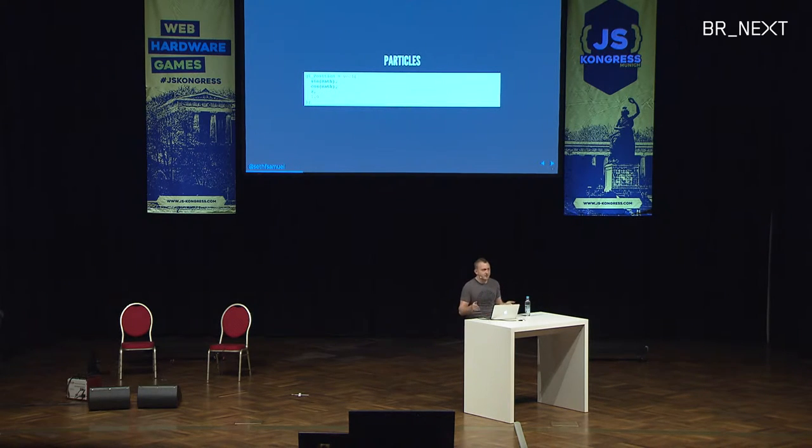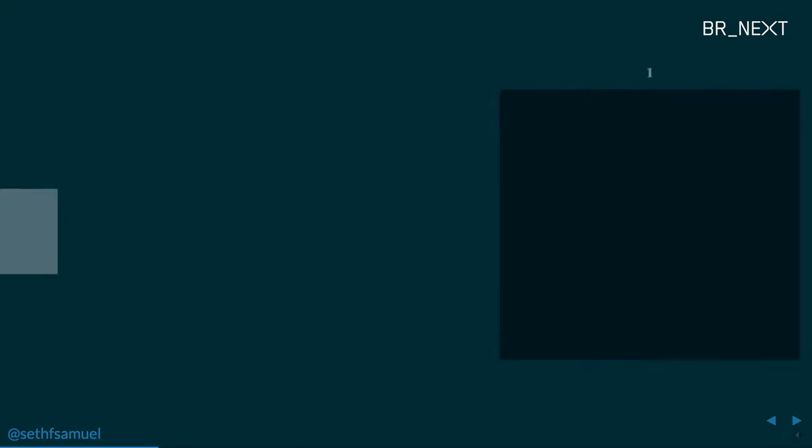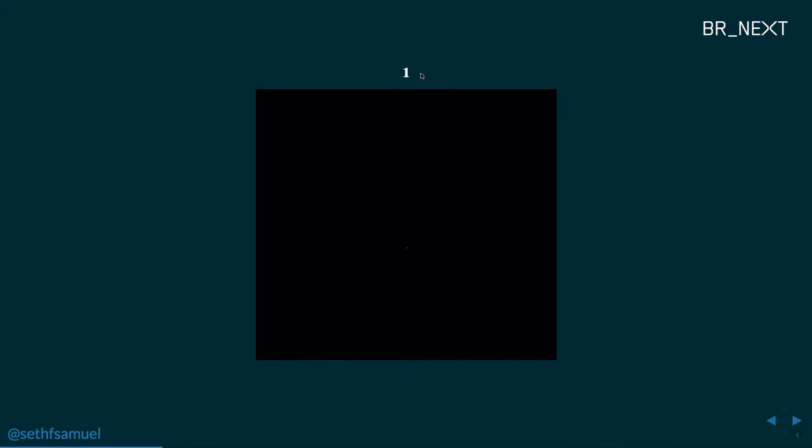And particles, it's not a WebGL talk without a particles demo. They have nothing to do, well, they have a little bit to do with the talk, but mostly you need particles in a WebGL demo. So this here is a vertex shader, and we're going to set the GL position, which is just where that data becomes a point in 3D space. And we're going to set it to sine of some math and cosine of some math. For those who object, sine and cosine are also math, but they're swirly math, which is where the swirliness of the particles comes from. And there's one particle.